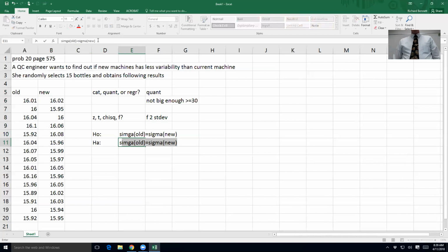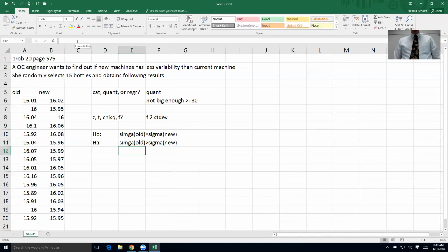She wants to know if the new machine has less variability. So this is actually greater than, we want the old to be greater than the new. I should have done a less than. I should have done new less than old, but whatever. Whether you want sigma old greater than sigma new or sigma new less than sigma old, it doesn't really matter as long as you do it right. The way I've written it, it's a right tail test. You could do this as a left tail test.